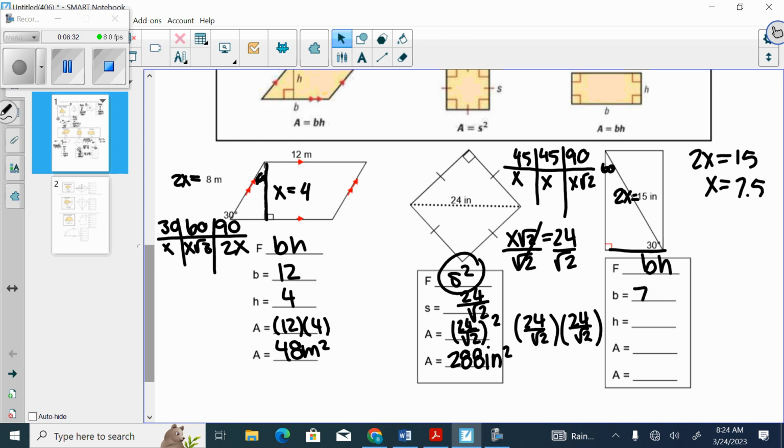Good. All right, and what's my height? Good. So to find the area, all we're doing is multiplying those two terms together. Remember, we multiply the numbers in front, but not the radical. So what is 7.5 times 7.5? Good. So our area is 56.25 square root of 3 inches squared.